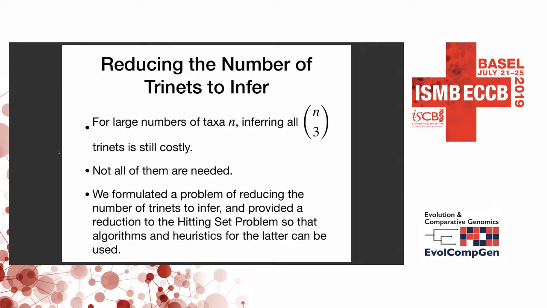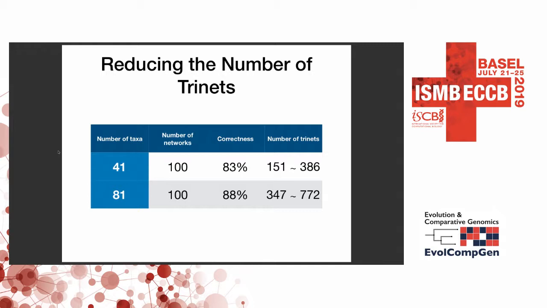Another contribution of the paper is that we formulate a version of the problem where we can reduce the number of trinets that we need to build. It's actually a nice, simple version of the hitting set problem. We implement a solution and we reduce the number of trinets. For example, we go from 80,000 or 800,000 to 347 trinets that we need to build, so we reduce the number of trinets by two orders of magnitude. Of course, it comes at the expense of accuracy, and this is a step we are looking into: how do we reduce the number of trinets without affecting accuracy much? Here we went from 100% to 88% accuracy, and here from 98 to 83. So we lose 10 to 15% in accuracy, but we reduce the number of trinets significantly.